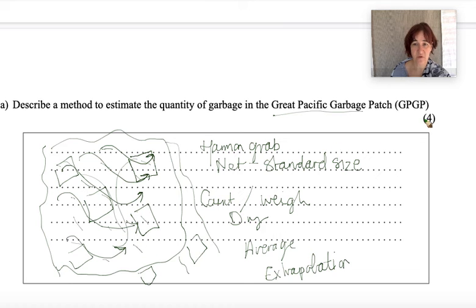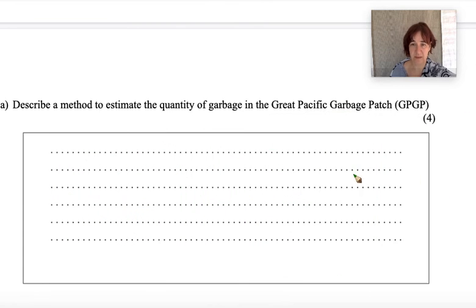So any 4 points on here were accepted. And yeah, I think I'll talk about Lincoln index later when we get to the fur seal example. I'll talk more about that. But this one is more like sampling of a homogeneous area. Okay, on to part B.